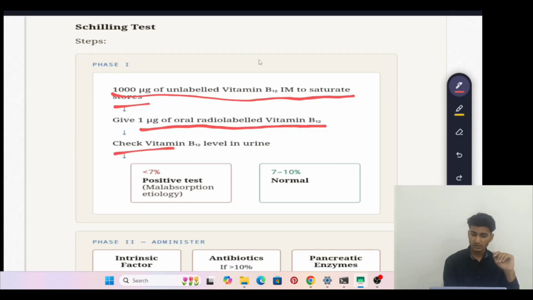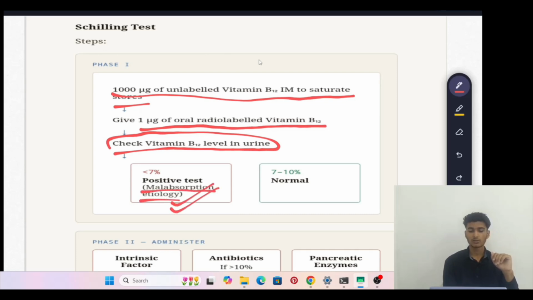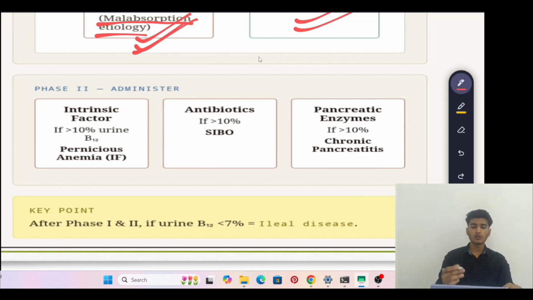After that, you check the vitamin B12 levels in the urine. If it is less than 7%, the test is positive and there is malabsorption of vitamin B12. You got the diagnosis. If it is 7 to 10%, then it is normal. But if it is less than 7%, you can tell that it is malabsorption. So we will move on to phase 2 of Schilling's test.